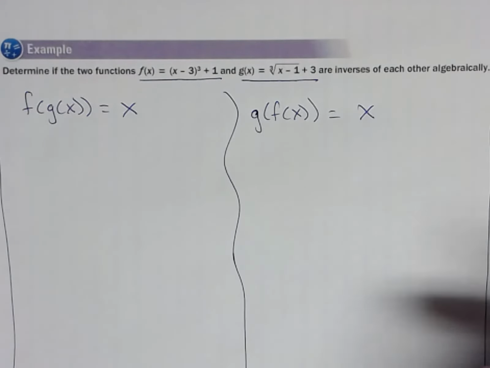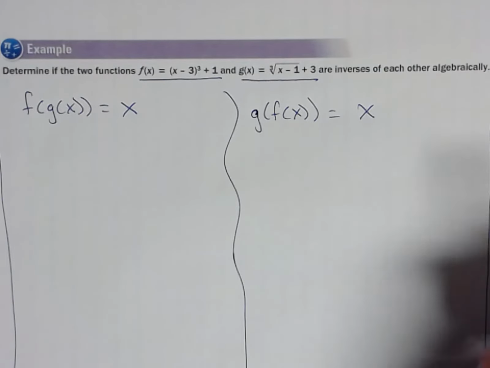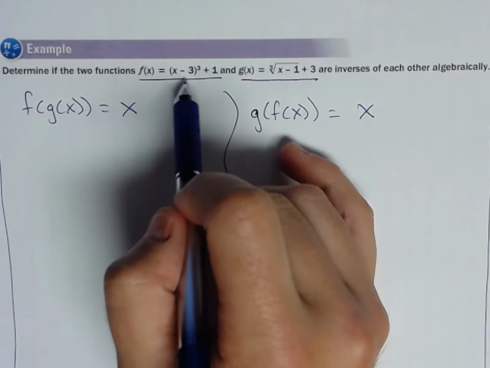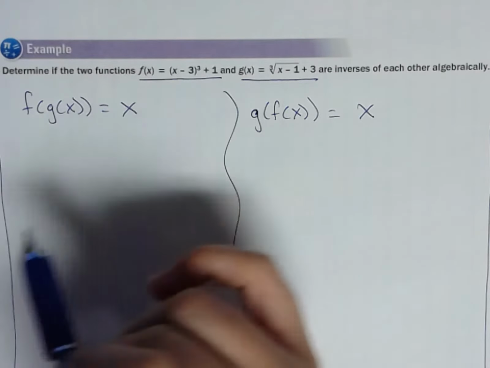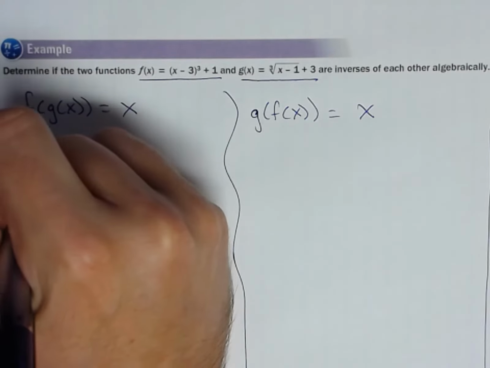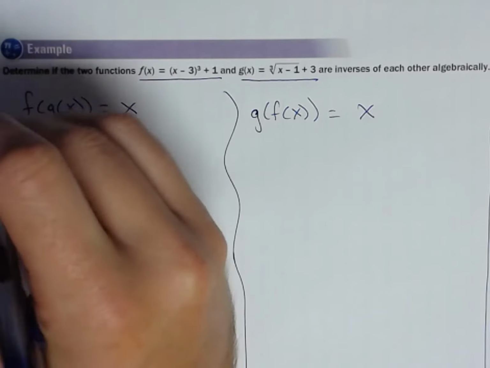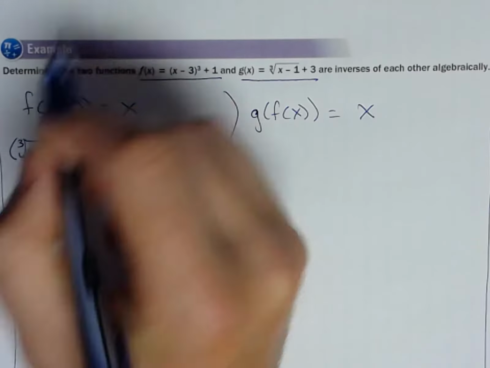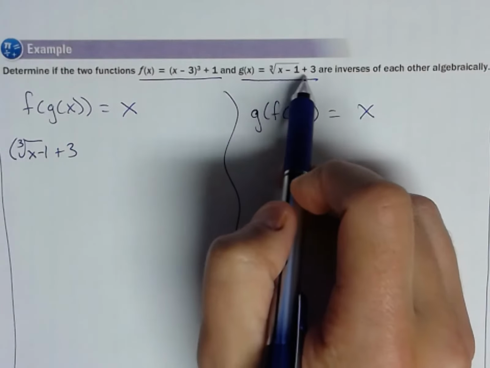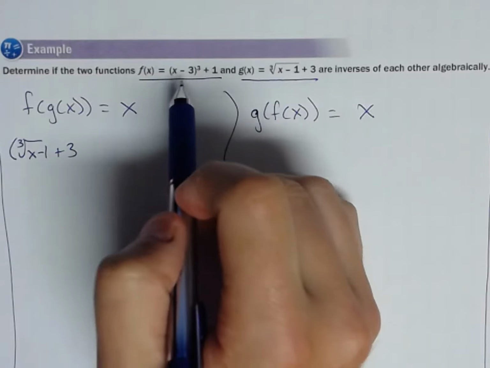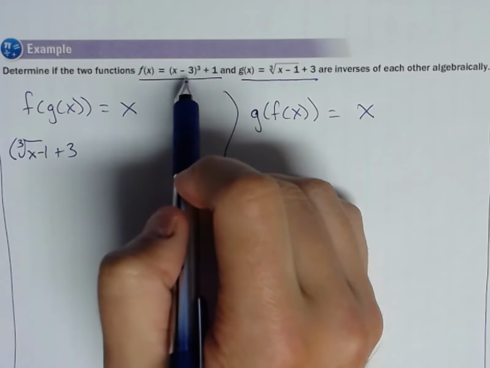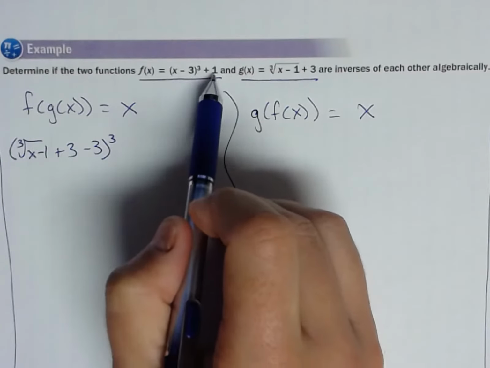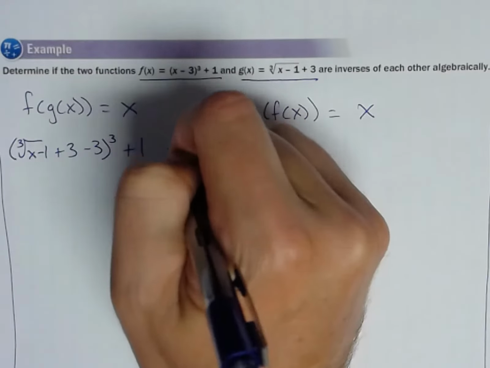We're just going to compose functions. We did that in a previous lesson. So I'm going to plug this whole function in for x right here. So if I do that, I'm going to get the cube root of x minus 1, plus 3. So this whole thing, kind of a big one, went in for my x right here. And then I'd have minus 3, and that's all cubed, and then I'll have plus 1.